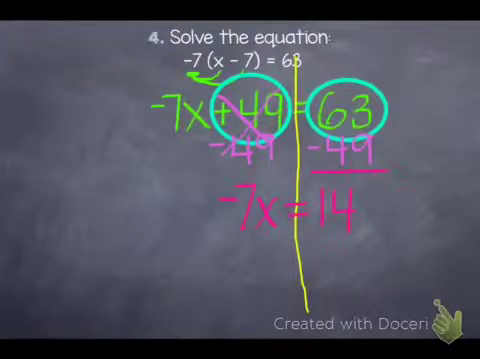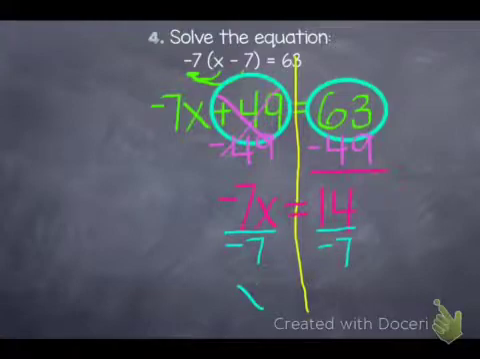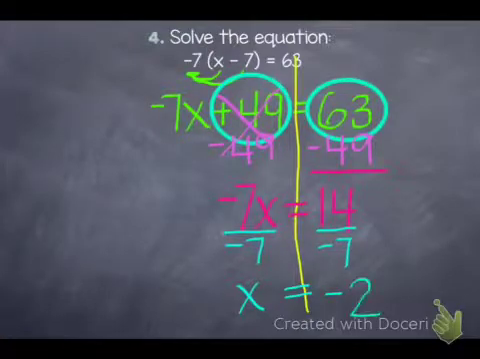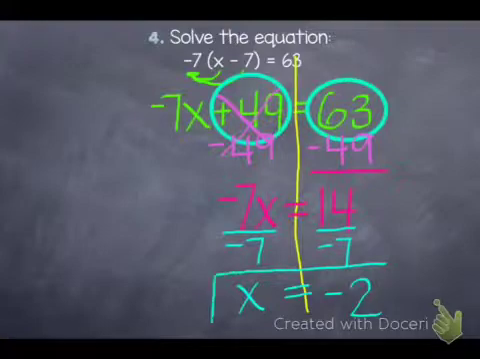So our final step, we have x being multiplied by negative 7, so to get rid of that we need to divide by negative 7. So we finish off with x is equal to 14 divided by negative 7. Positive divided by negative makes a negative, and 14 divided by 7 is negative 2.